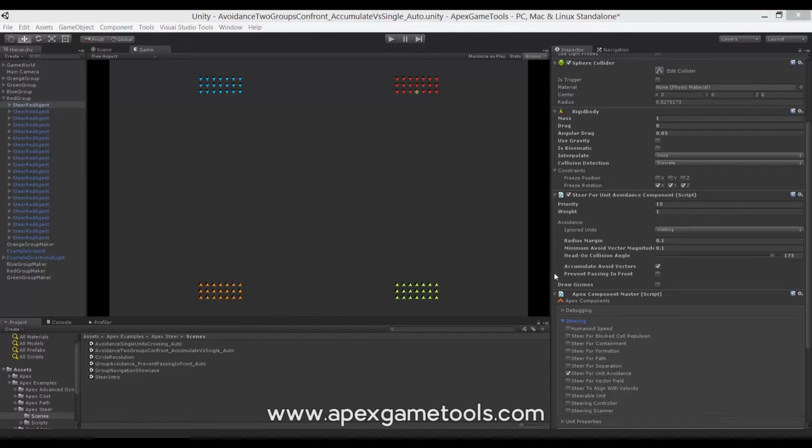Next up we have prevent passing in front. If this is enabled, units will try to avoid units behind their velocity vector instead of in front of it. This only applies to units with a higher determination than the unit itself. So if the unit it is trying to avoid has a higher determination, this unit will try to move behind the other unit when it avoids it.